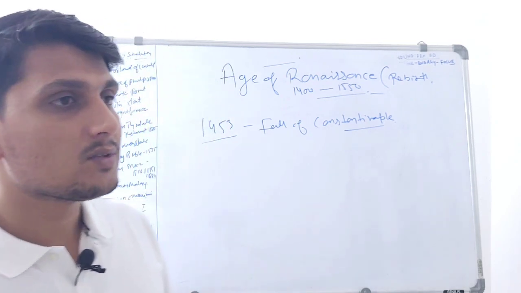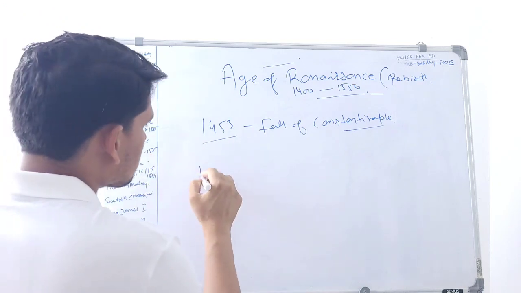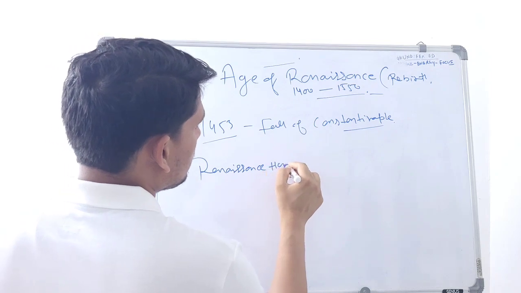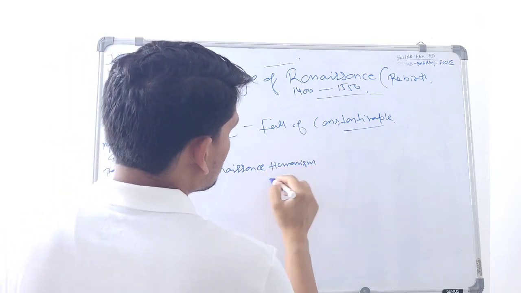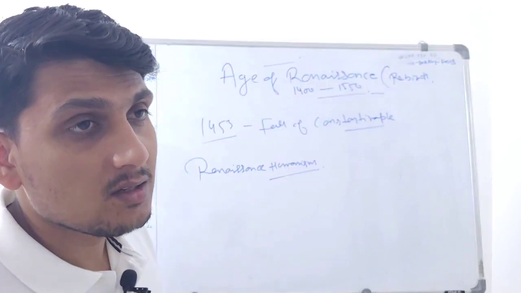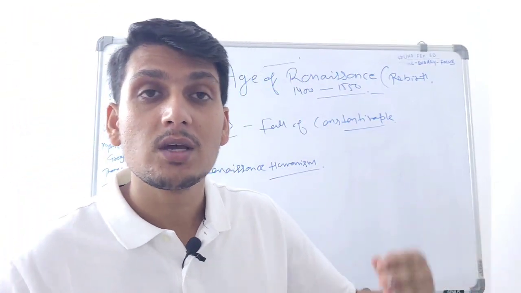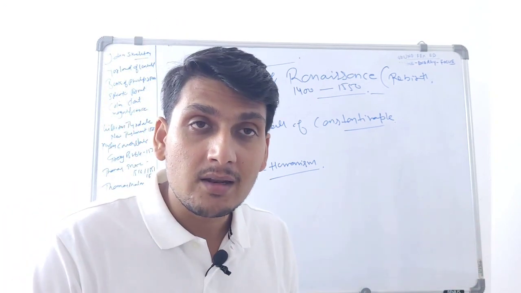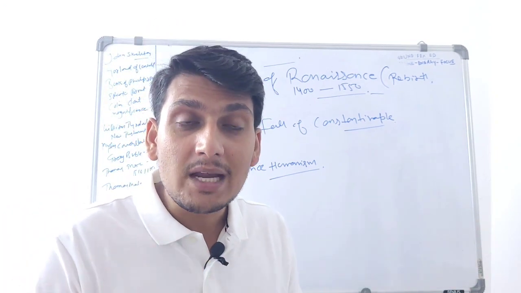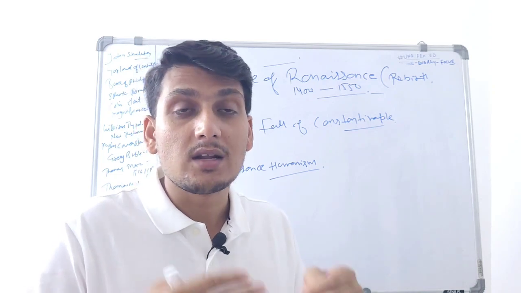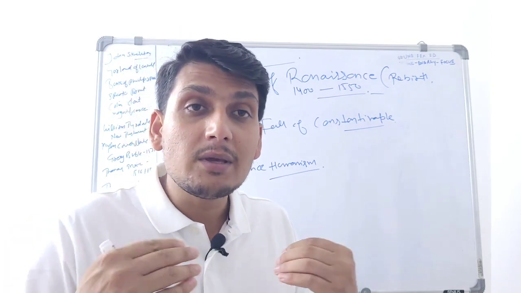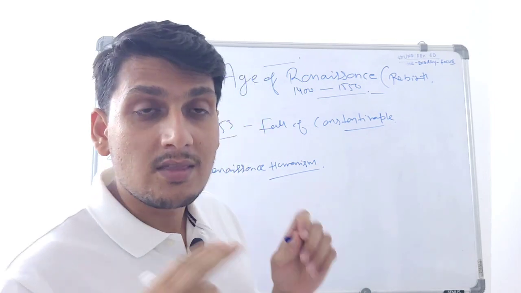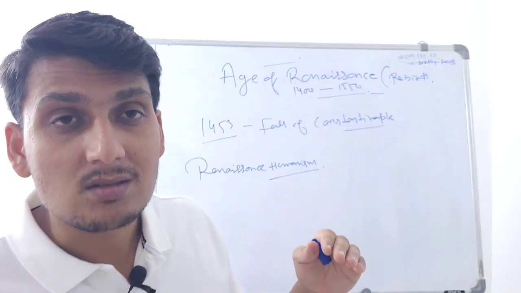What was that new way of thinking? It is called Renaissance humanism, which was more focused on reason rather than on religion. It was man-centric rather than God-centric. They brought man into the center. Man was made the center of the universe rather than God. Reason became the main controlling force of human behavior rather than religion. That is what Renaissance humanism is.